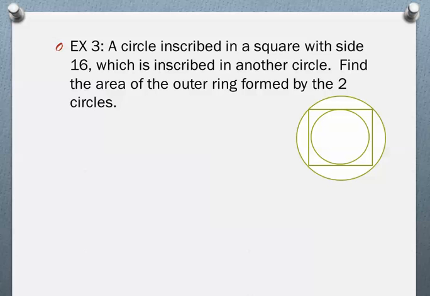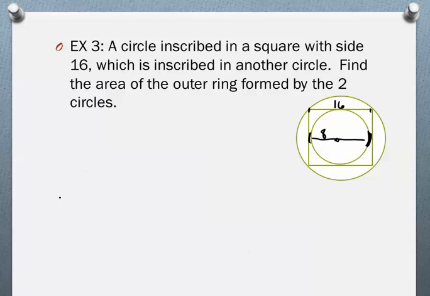And finally, our last example. A circle inscribed in a square with side 16, which is inscribed in another circle. What we're trying to do is find the area of the outer ring formed by the two circles. So what we know is that the square has a length of 16, so from here to here, and those circles should be touching the edges because it's inscribed. So that means that the diameter is 16, therefore the radius is 8.